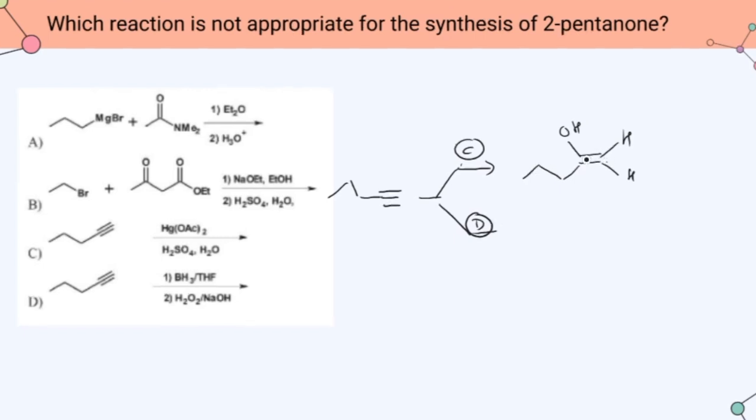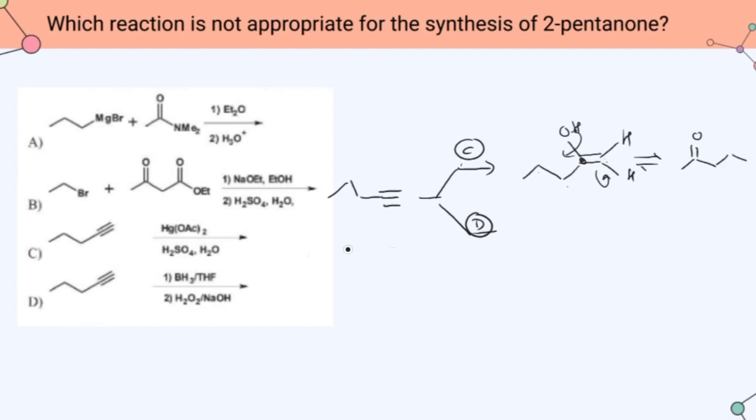So how many carbons? 1, 2, 3, 4, 5. Still there are 5 carbons. So this is an enol. Enols are not stable, so it will undergo tautomerization and it is forming the 2-pentanone molecule. So at the second carbon, there is a carbonyl, therefore it's forming 2-pentanone. So then C is also not the right answer. So it has to be D.